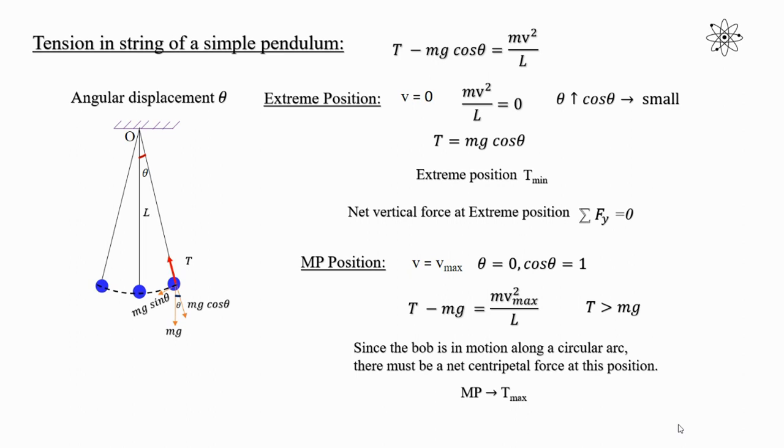So from this discussion, you understand, student, the tension and mg cos theta, even though they act opposite to each other, may not cancel each other or balance each other at every position. They balance each other at extreme position.